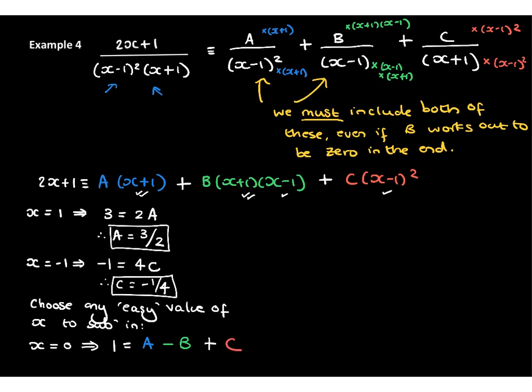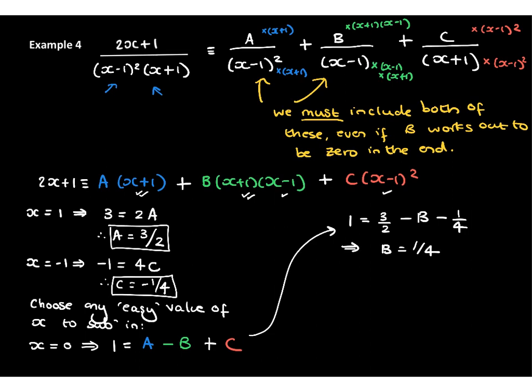Now, because I know my values of a and c, this allows me to work out my value of b. So 1 is equal to 3 over 2 minus b minus a quarter for my value of c. I can then rearrange this and work out that b is equal to 1 quarter.